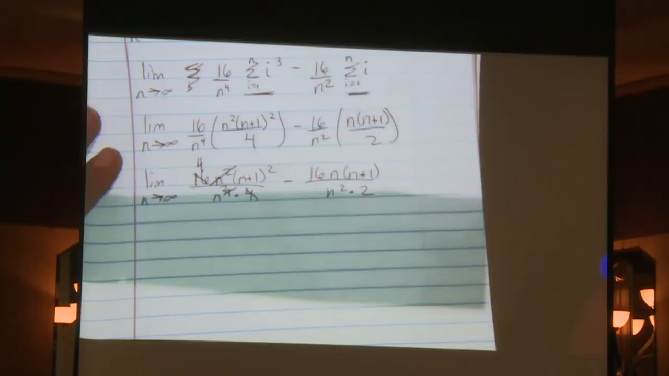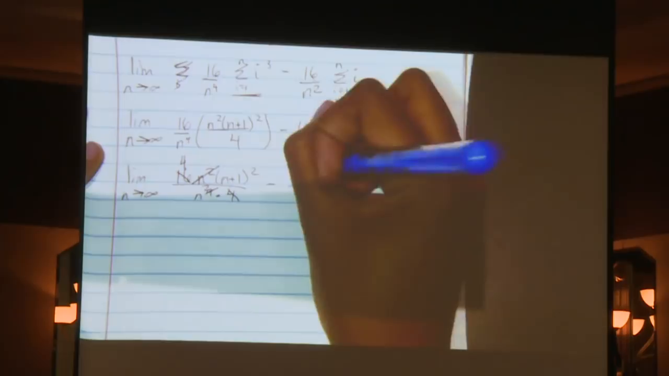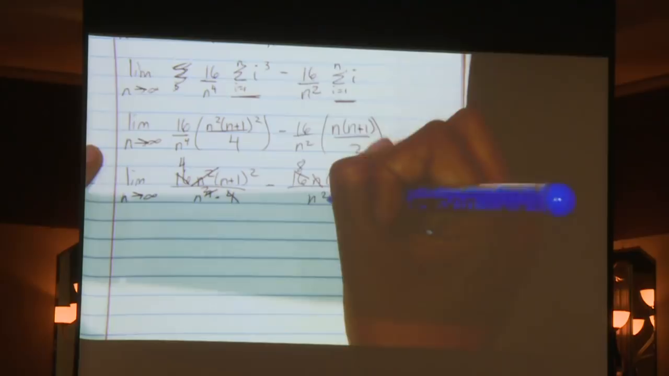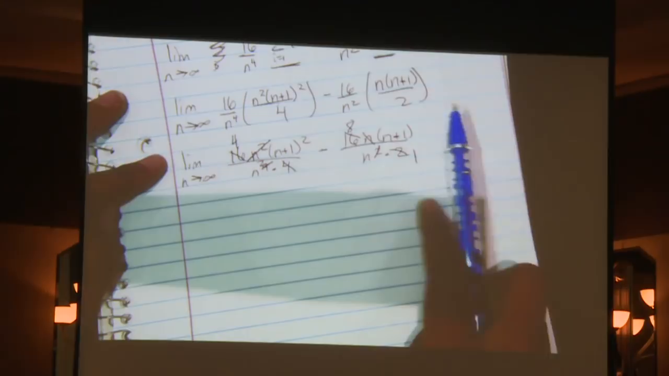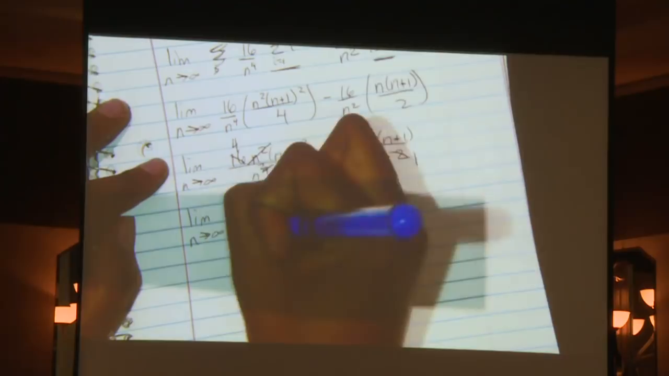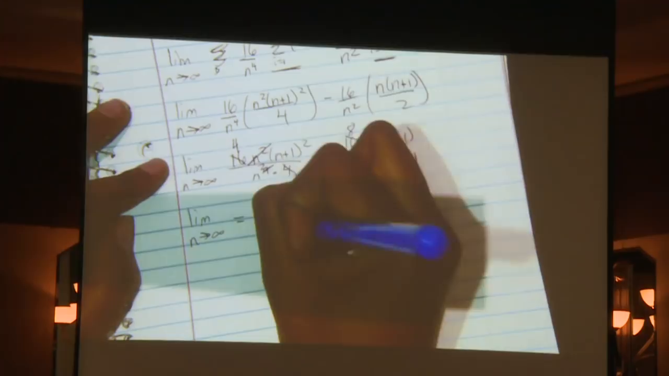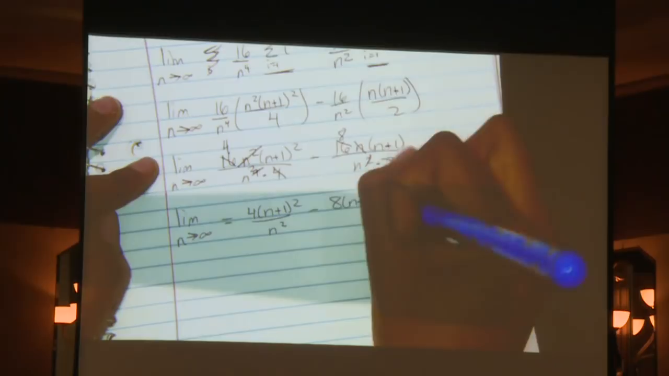All right. So then I can do the same over here. I can take that out. This gives me 8. And I can take this out, and that n cancels out on the top, and my exponent cancels out on the bottom. So now I end up getting this: 4 times n plus 1 squared over n squared minus 8 times n plus 1 over n.